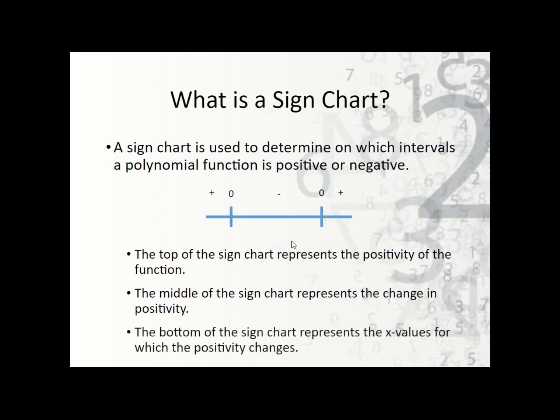And the bottom represents the values. So where did these occur? So maybe I have an x-intercept at 1 and 3. So it was positive until it hit 1. Then it crossed and went negative. And then it crossed again here at 3 and then went back positive. So that's what this sign chart is telling me.